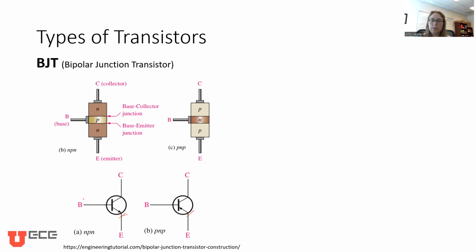Remember, base is our input, and collector is the output. So what happens here current-wise will affect what happens here current-wise.